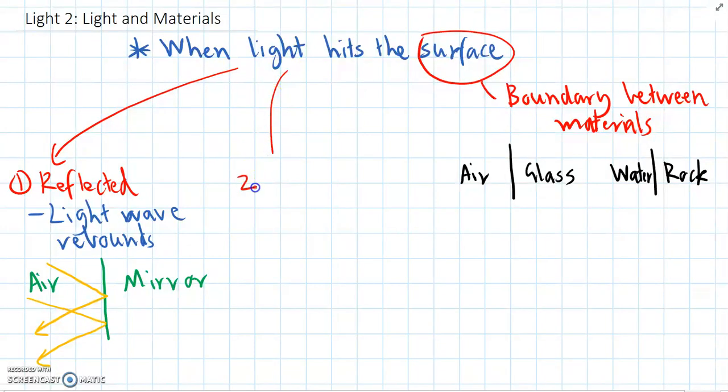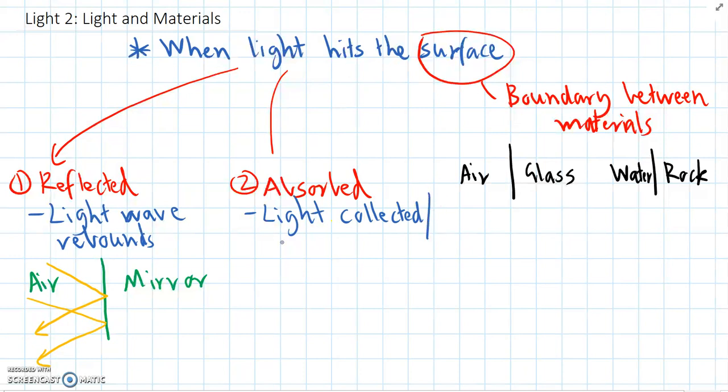And the second thing that light can do when it hits the surface of a material is it can be absorbed. And absorbed means that the light is collected or received by that material.